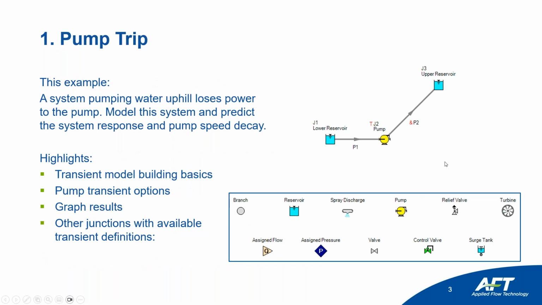So we're going to get things started here by modeling a pump trip. So this model over here is what we're going to be building in Impulse. Water is going to be pumped from a lower reservoir to an upper reservoir, and during this process, the pump loses power and trips. And we are going to be modeling this in Impulse to predict the system response and showcase how the pump speed decays over time.